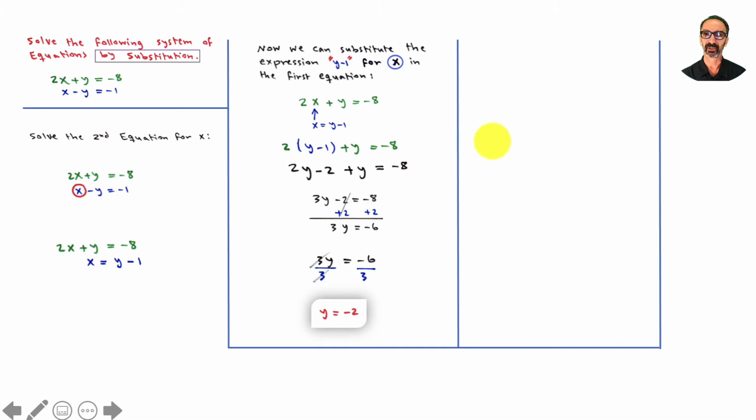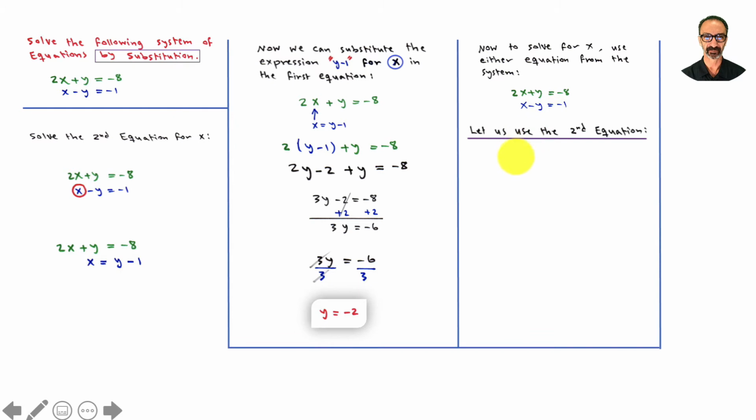Now let's solve for x. We could use either one of the equations, it doesn't matter which one. Let's use the second one, it has less numbers in it. Of course, you could practice and use the first one. We know that y equals negative 2, so I'm going to plug in negative 2 here, or replace y with negative 2. Be careful with the minus sign, the subtraction, and the minus sign. That's why I'm using a different color to show you that this is subtraction. This came with a minus sign, which now changes to plus.